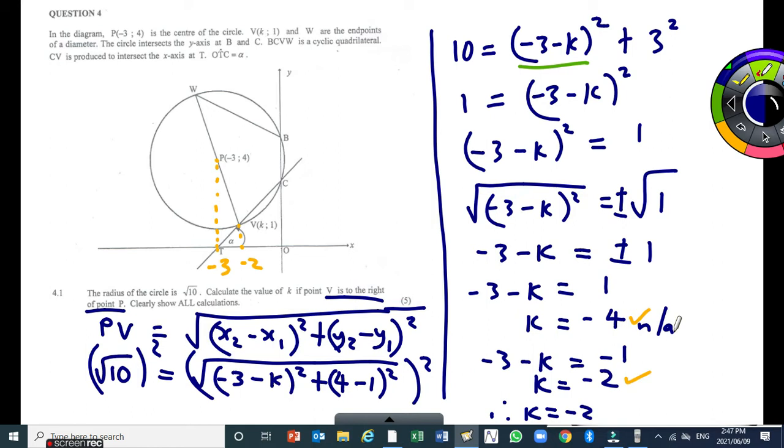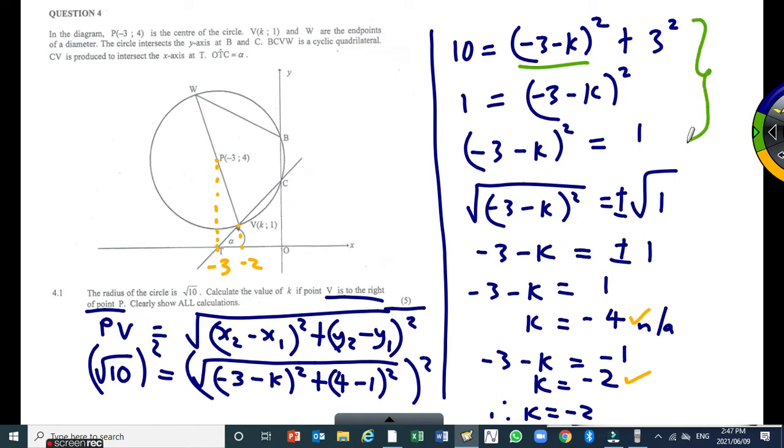Right. Please be aware of what I did here. I didn't remove the brackets. Expanding them was unnecessary.